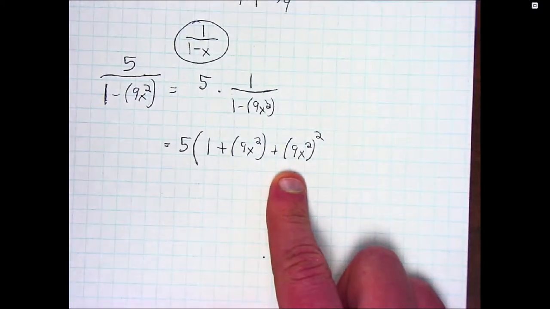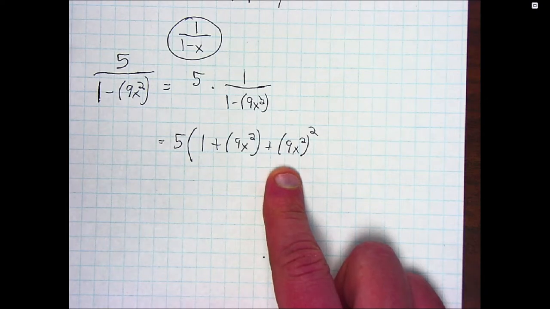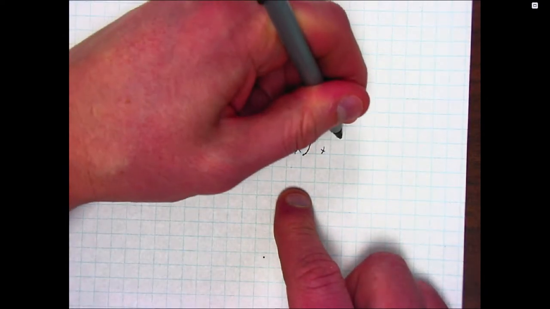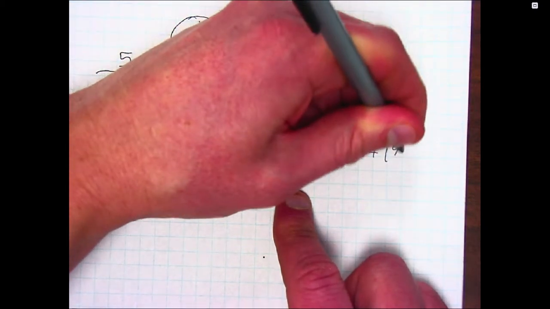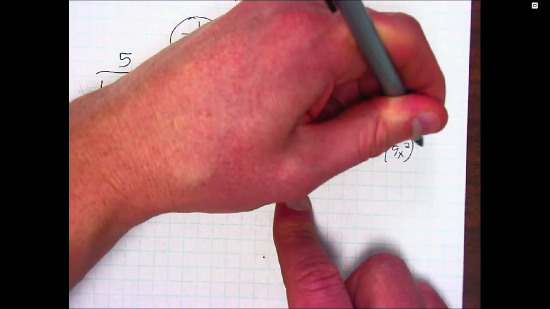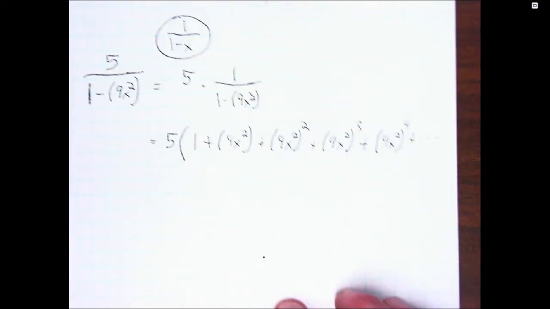And so notice how that's in parentheses, right? And so I'm squaring that whole thing. And then I'd have 9x squared, and I'd cube that. And then I'd have 9x squared to the 4th, and so on, right?